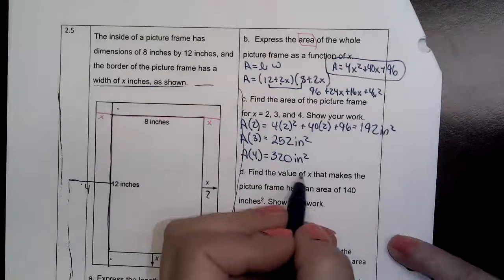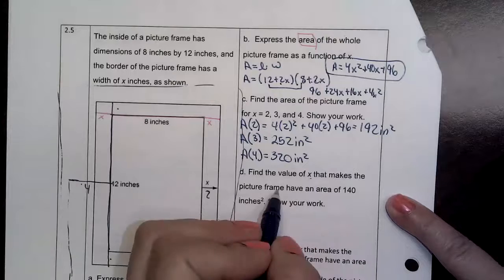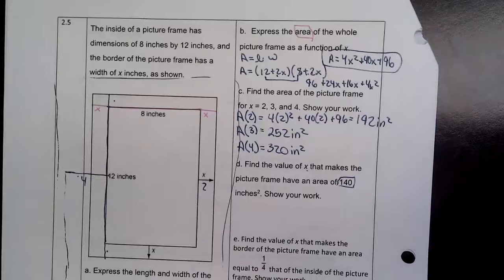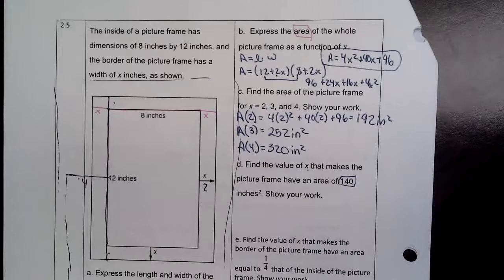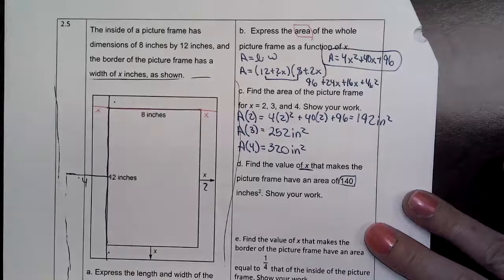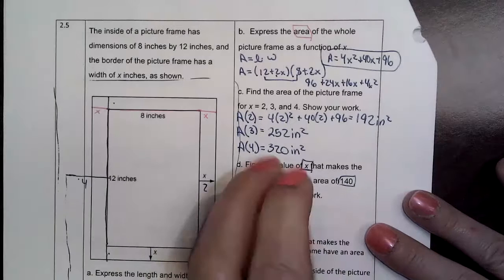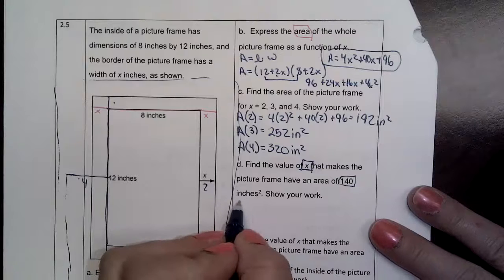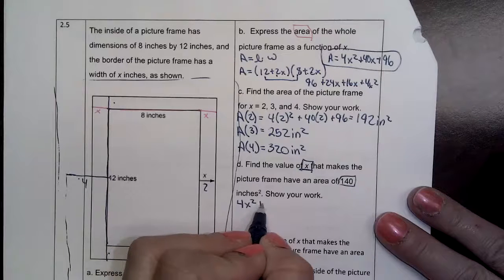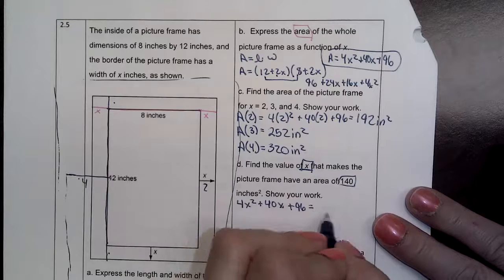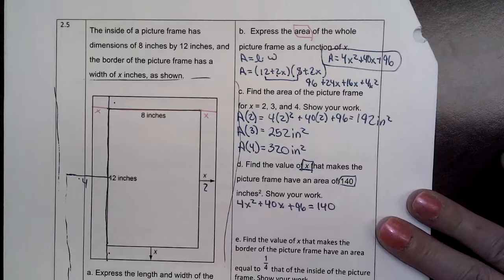Now it says let's find a value of x that makes the picture frame have an area of 140 inches squared. Say someone came in and they knew what size picture they wanted, and we would say, oh, then this is what size frame we need to mount this in. We need to put a frame border in there that's this big. So we're going to say 4x squared plus 40x plus 96, that's my function for area, and we want an area that's 140.